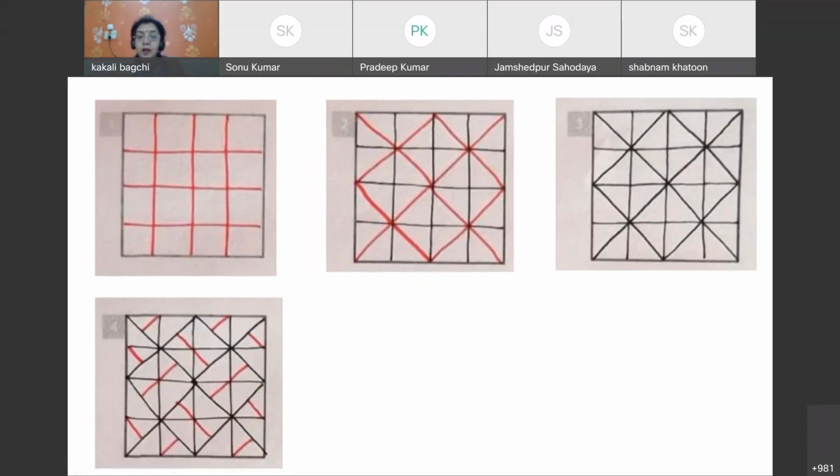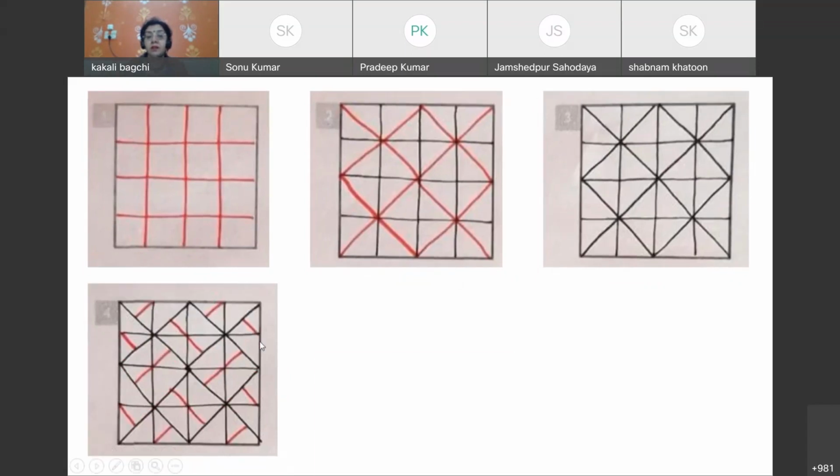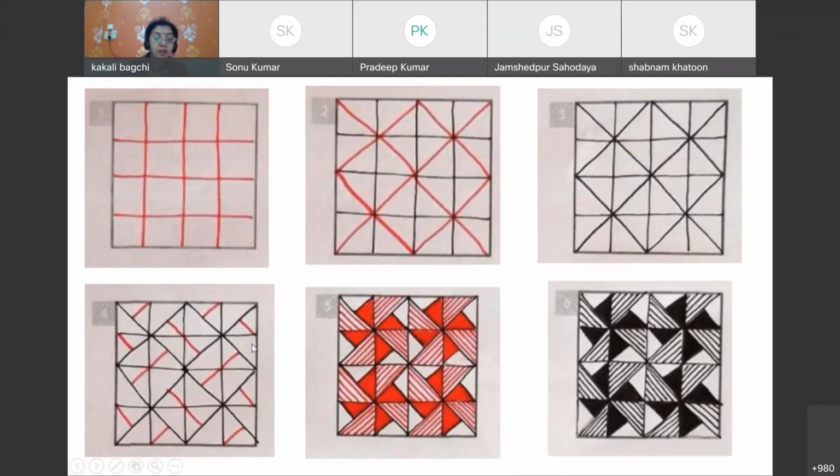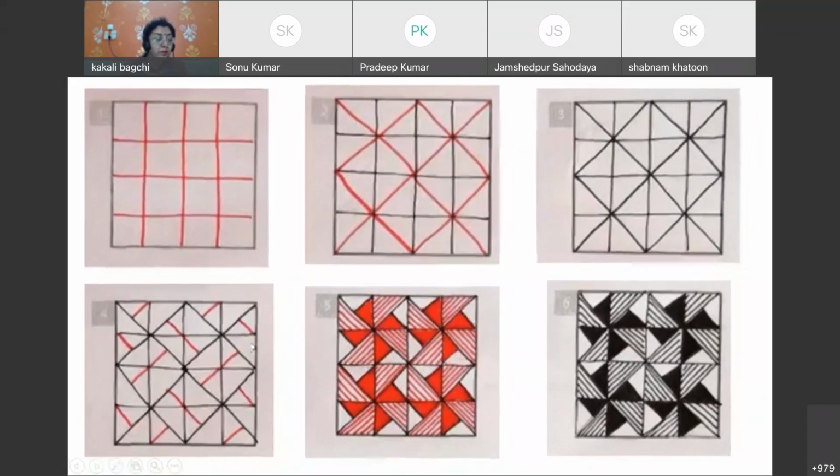Only one thing you do. Ask the child, around every point, wherever you are getting 1/4 of the circle, darken them by red or blue or black. See. Is it not a fantastic math project? Everything is there in your class.